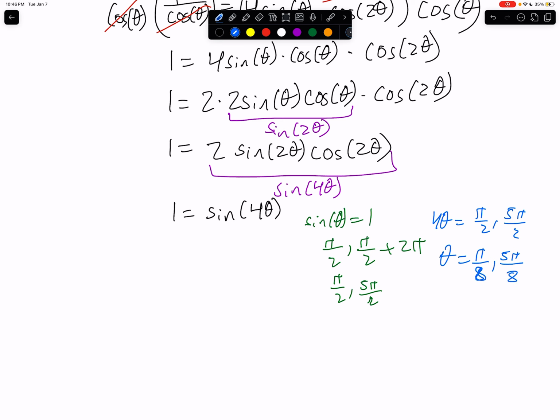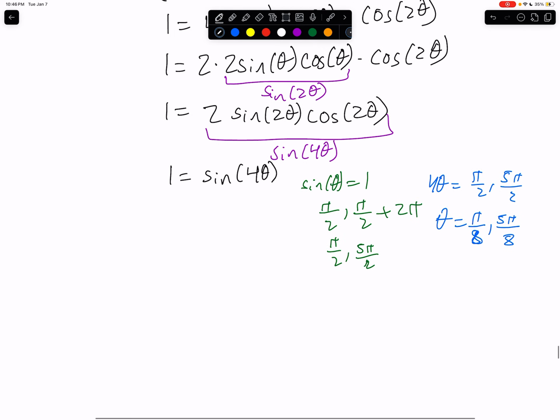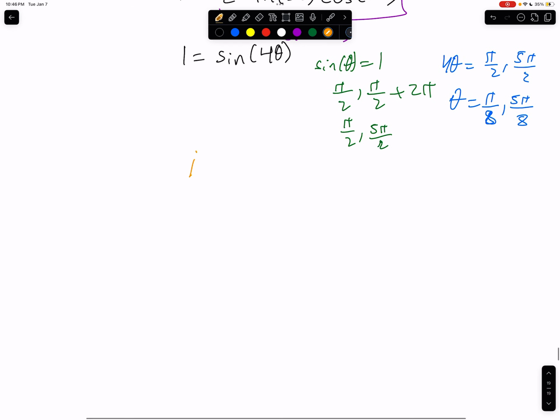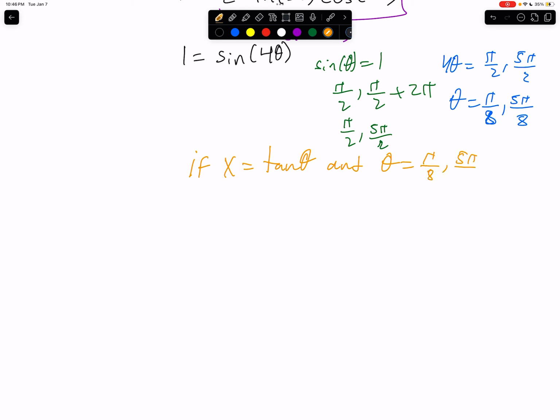Great. So, now, if x equals tangent of theta, and theta equals pi over 8 and 5 pi over 8, x equals tangent of pi over 8, and x equals tangent of 5 pi over 8.